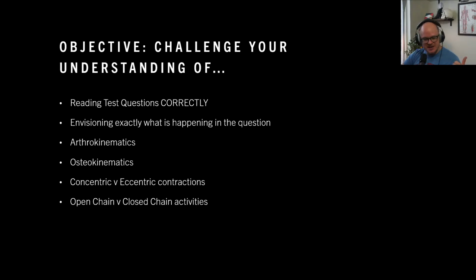I had a student this past week on the midterm who missed a bunch of questions because they were envisioning. They kind of read it correctly, but they envisioned the wrong exercise. So they missed a ton of questions, even though they knew the right answers had they envisioned it correctly. We'll look at those arthrokinematics, osteokinematics. You'll have some concentric, eccentric concepts, and open and closed chain. So all of those things are going to be put together in some of these questions.